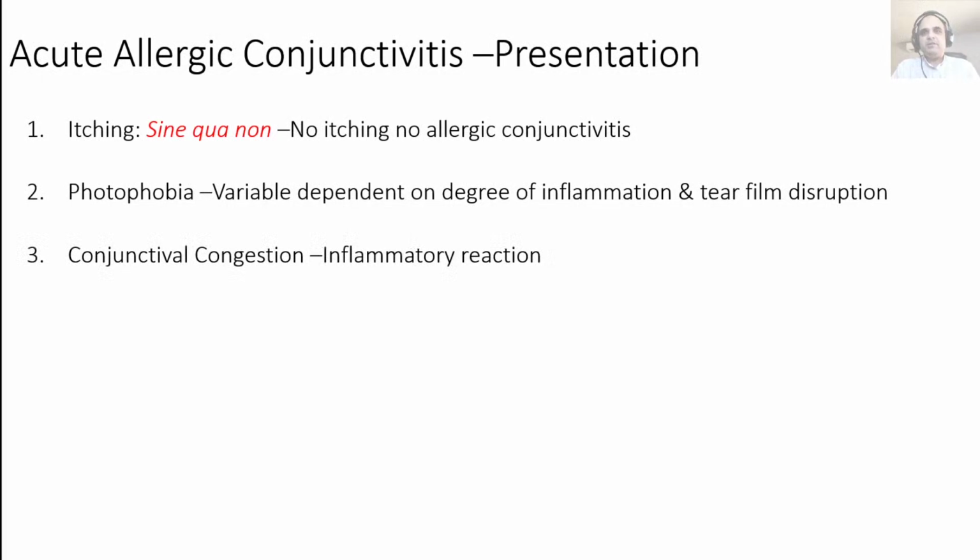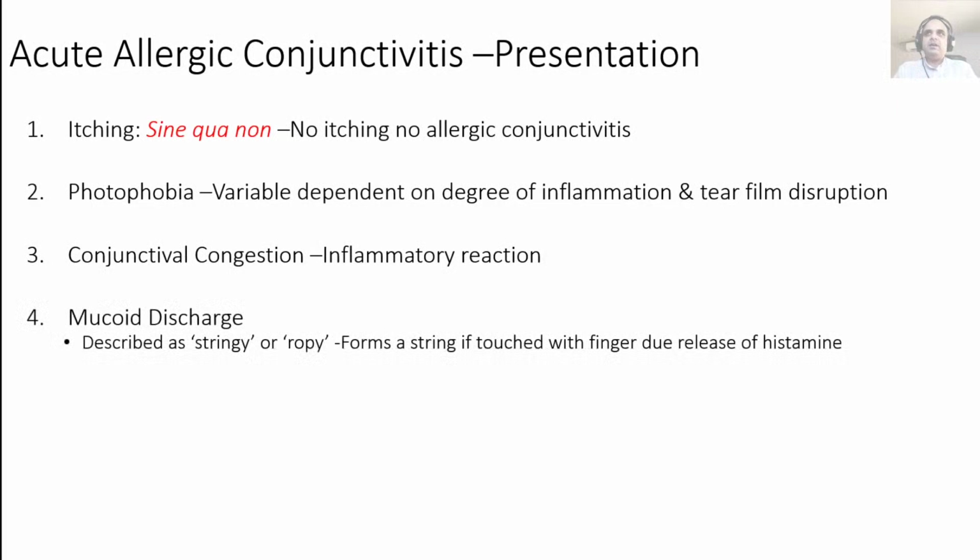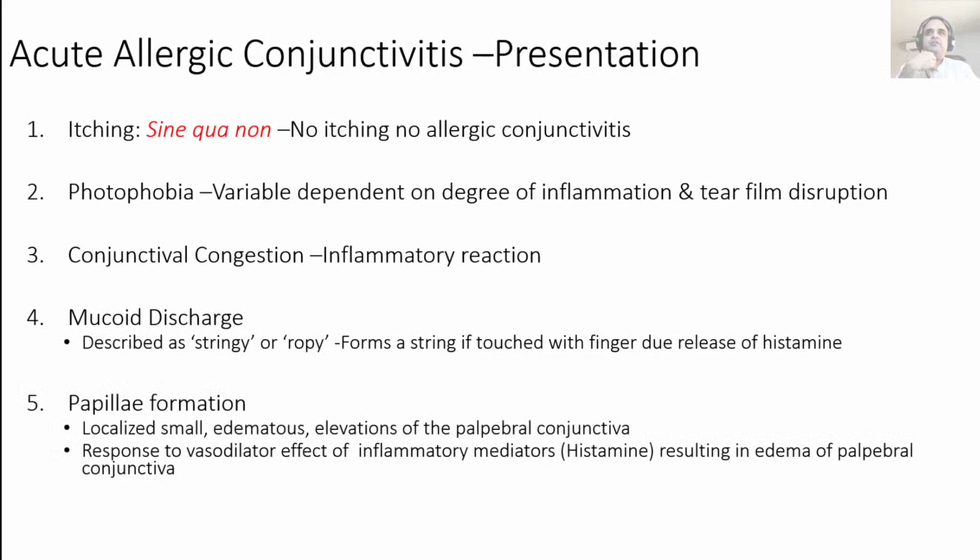Conjunctival congestion, obviously, is going to produce a red eye. It's an inflammatory reaction. The type of discharge you see is mucoid and has been described as ropey or stringy by patients. And that is because it has a lot of mucus in it, and that is being produced because of the action of histamine.